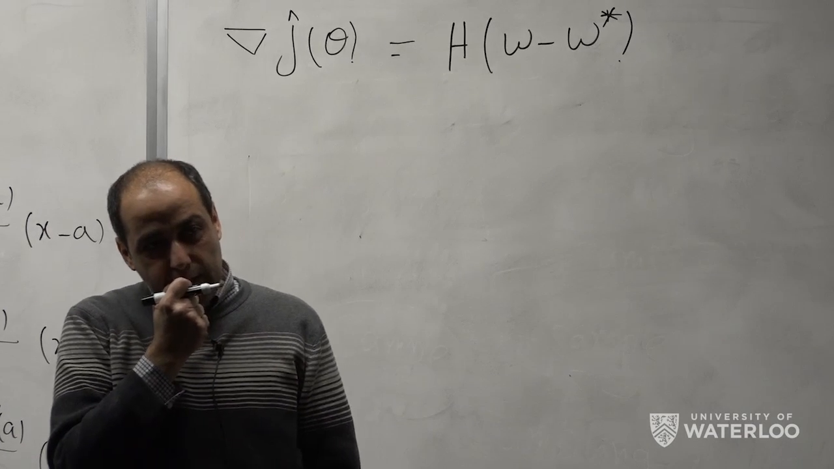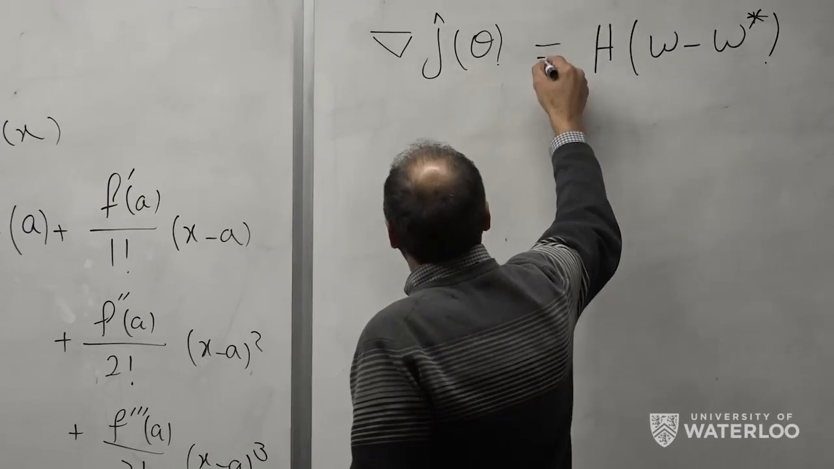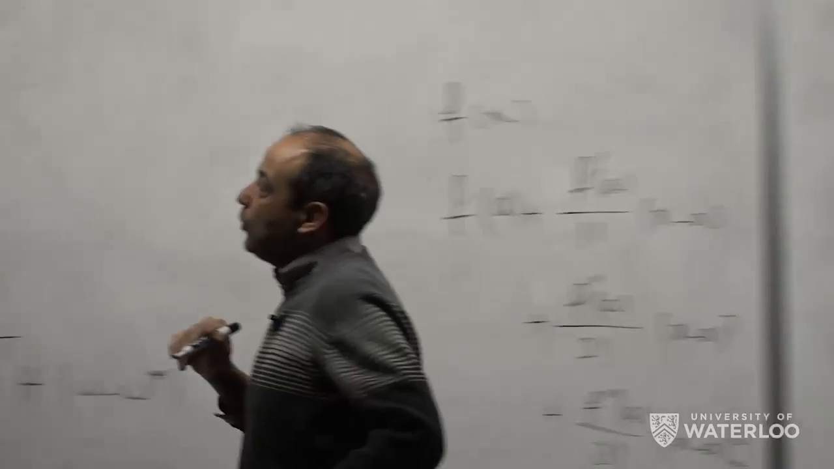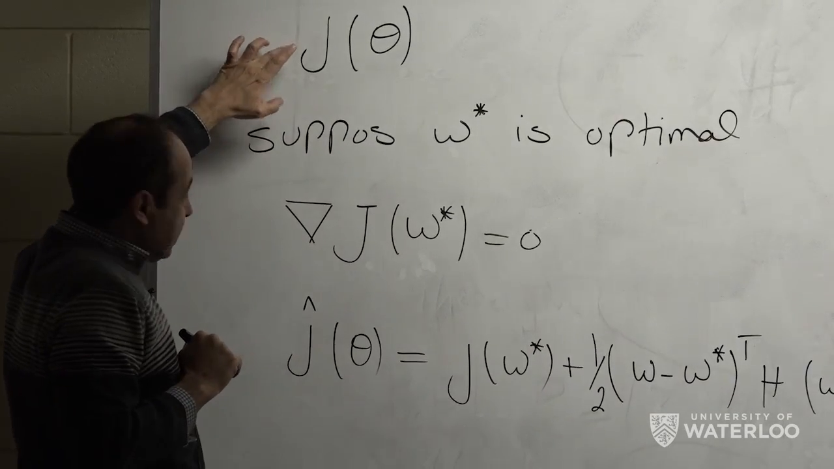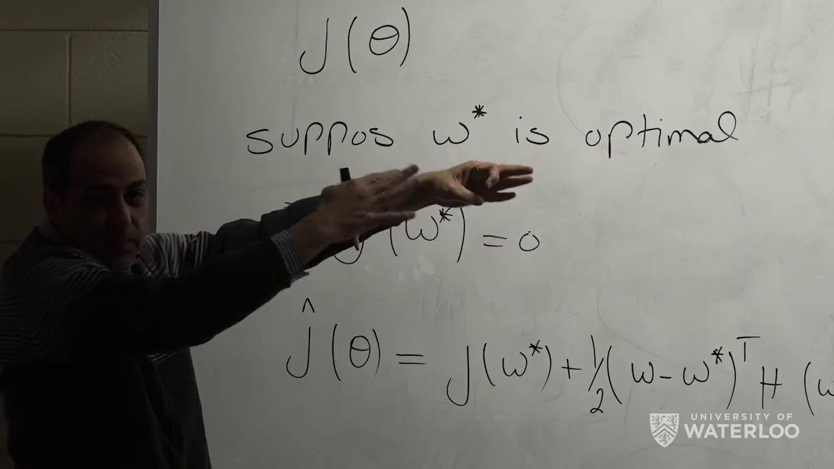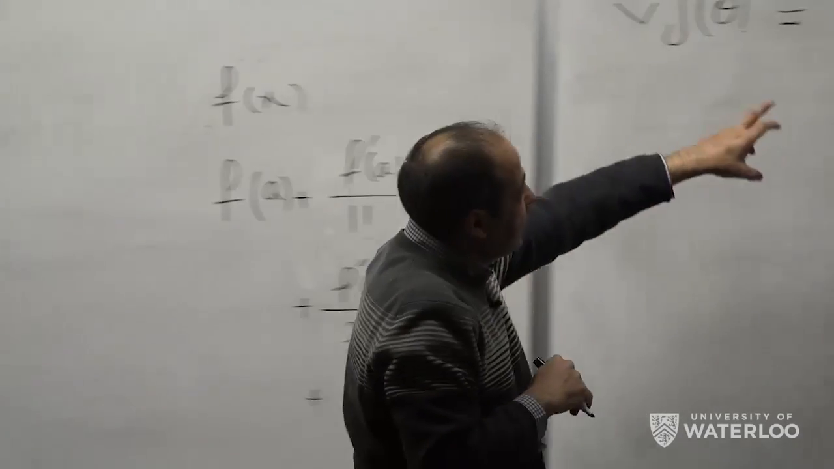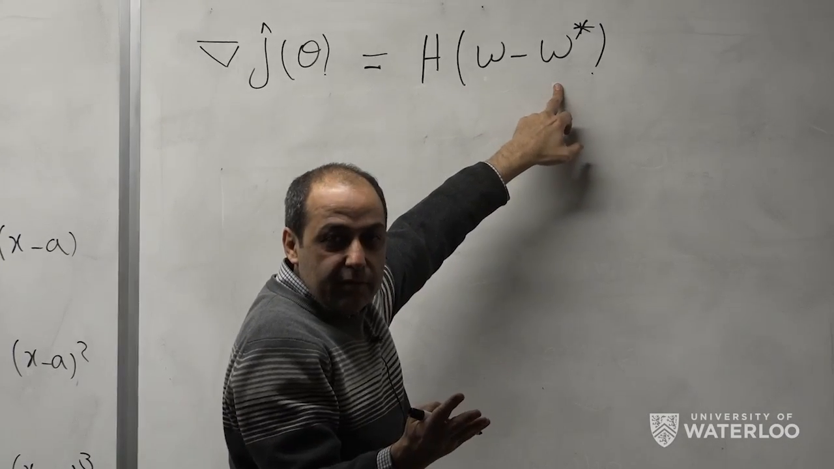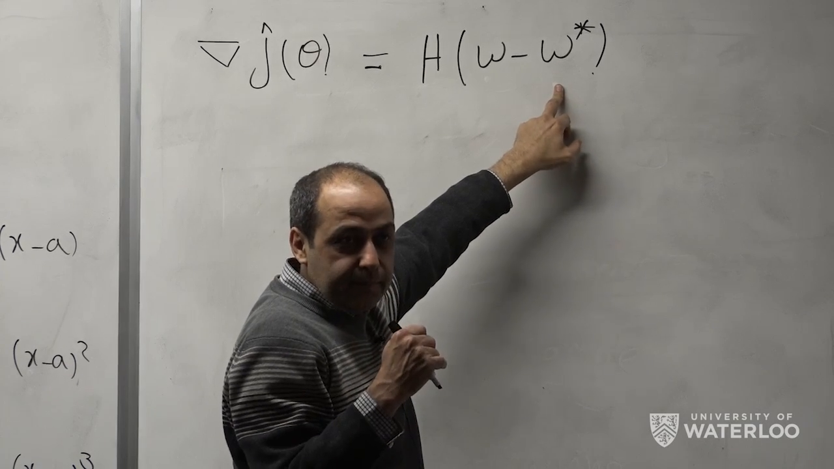Usually I make this a minimum, meaning I take the derivative of the approximation of this and set it to 0. If I set this equal to 0, then w is going to be w star. So my optimal w would be w star.